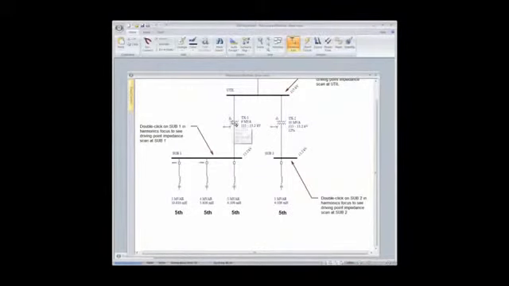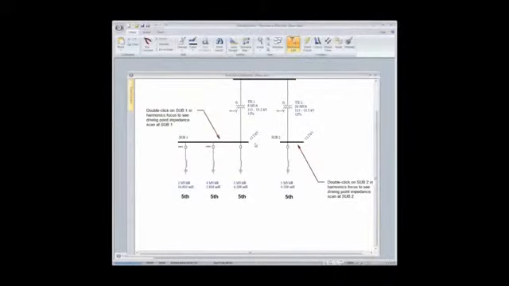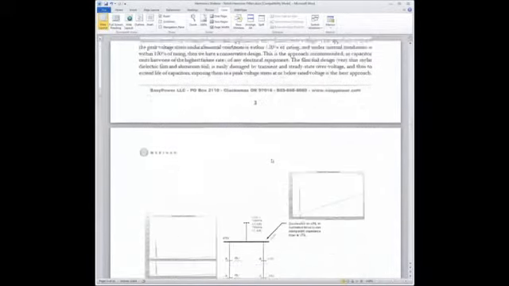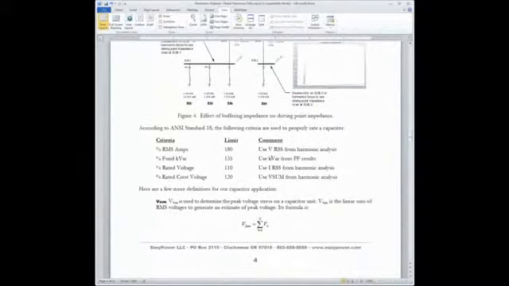Okay, so impedance buffering is critical, and now let's look at the capacitor duty. Now, the quickest way for me to do that is to throw up my Word file again, and let's look down in this section on capacitor duty. These are the main criteria that we're going to be working with straight out of the ANSI Standard 18. These criteria are the RMS amps, fundamental kVAR, rated voltage, and the crest voltage on the capacitor.